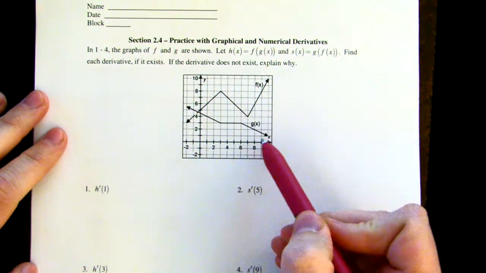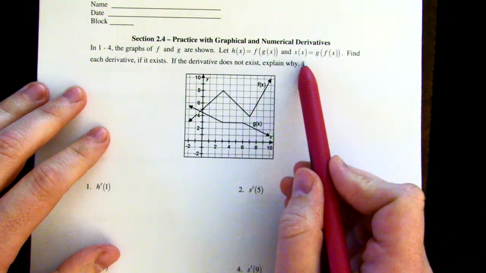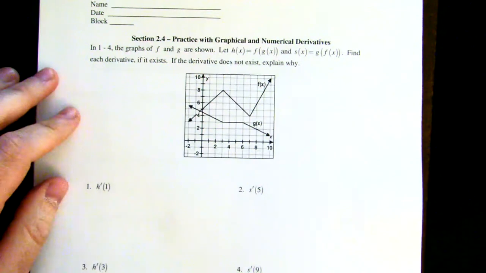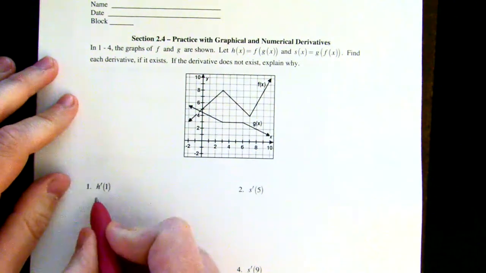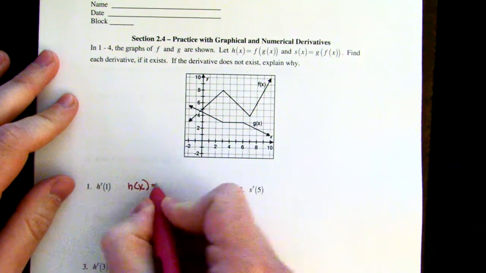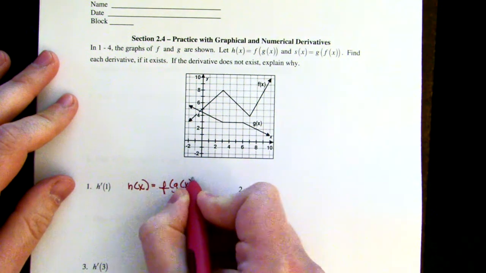And let's take a look at this. We have the graph of f of x and g of x. I'm telling you that h of x is f of g of x. I'm telling you that s of x is g of f of x, and I want you to find the various derivatives that I'm asking for. H prime of 1. Well, first of all, I know that h of x is f of g of x.